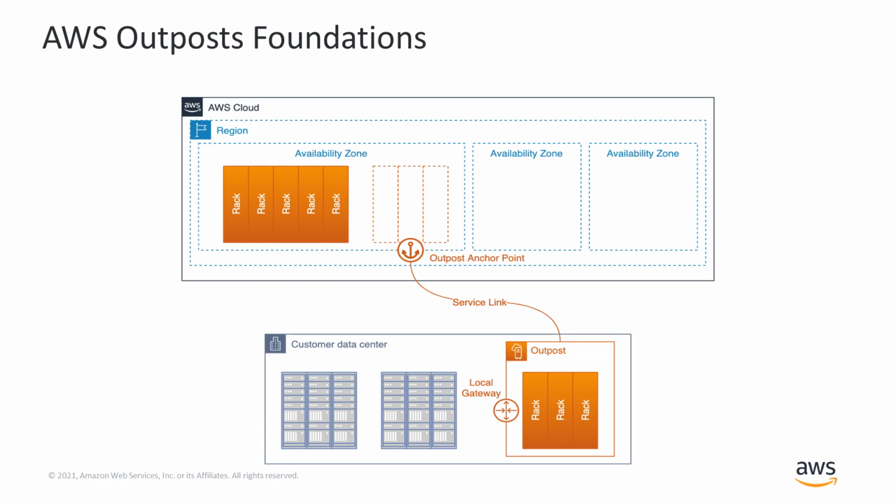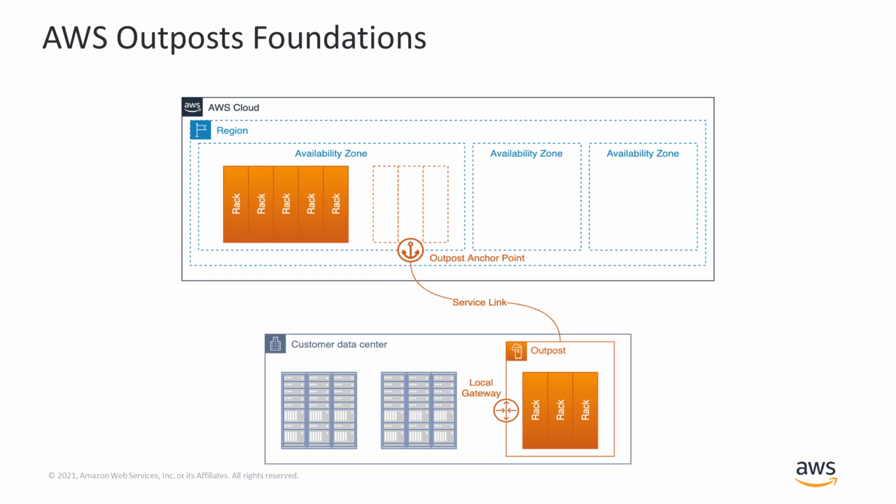Additionally, to give you that local connection to your network, we have a new VPC construct called the local gateway, and that facilitates the connection to your on-premises data center. That way, you can run your workloads on Outposts using the AWS services that you use through the region.